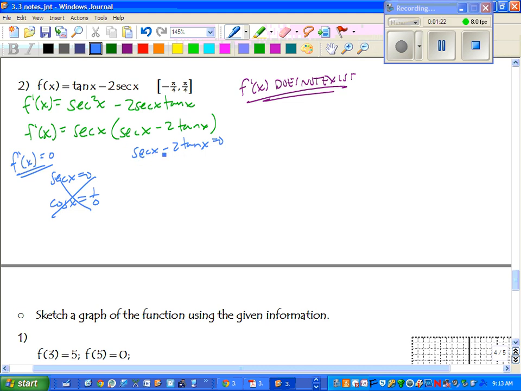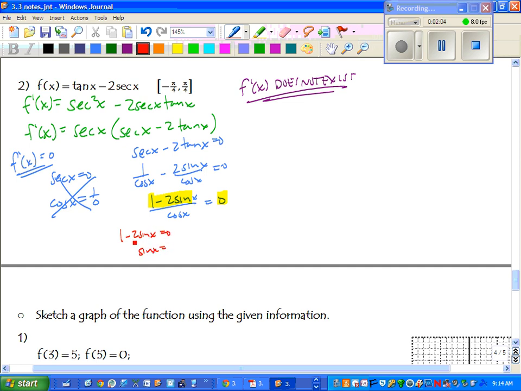Over here, I'm not too comfortable using secant and tangent. I'm more comfortable with sine and cosine, so I'm going to rewrite this as 1 over cosine of x minus 2 times sine of x over cosine of x equals 0. Since they have the same denominator, we can make this one expression: 1 minus 2 sine of x, all over cosine of x, equals 0. Now in this case, we can look at two things. If we set that numerator, 1 minus 2 sine of x, equal to 0, that's going to give us when the derivative is 0.